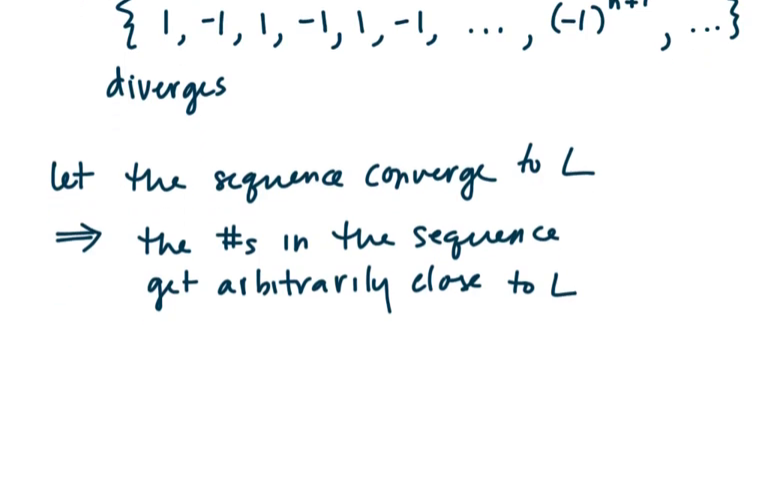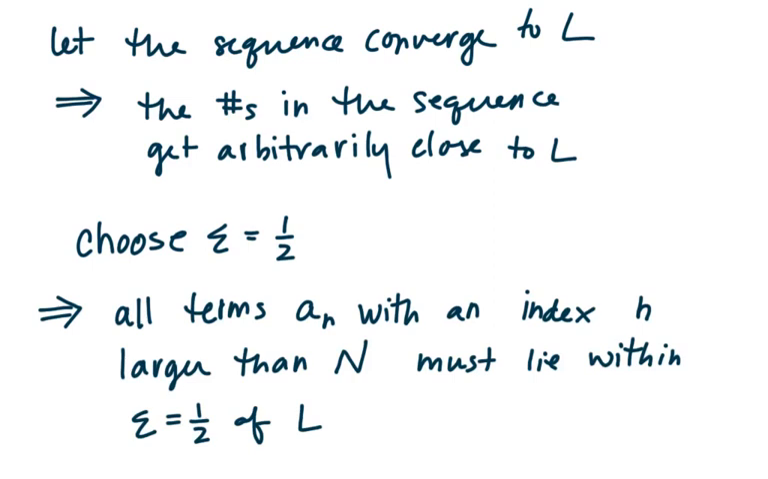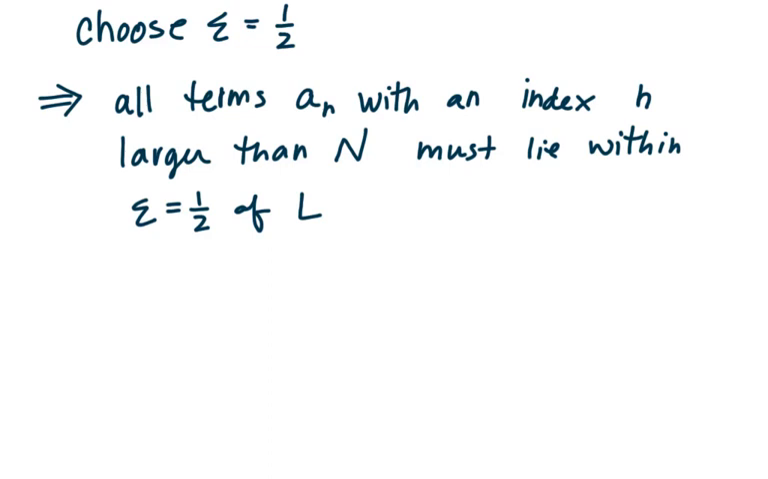So what we're going to do is choose epsilon to equal 1/2. If we choose it that way, then all of the terms, all of the a sub n's with an index, little n, larger than some arbitrary value, capital N, must lie within epsilon equals 1/2 of L. They must lie within this 1/2 unit of L, because that's how I chose my epsilon.